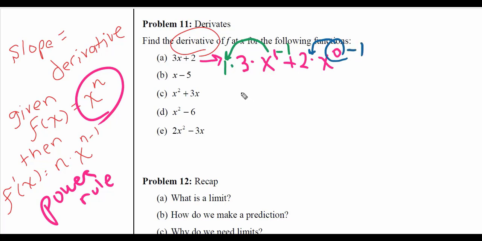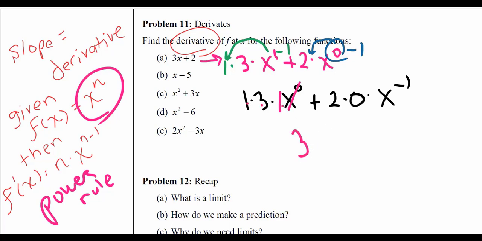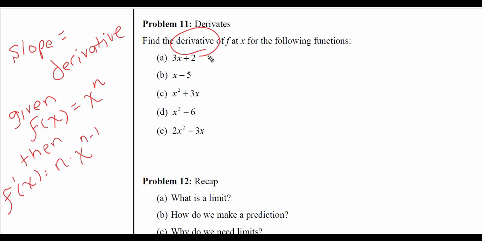So essentially what I'm saying is this should be 1 times 3 times x to the 1 minus 1, which is 0, plus 2 times 0 times x to the -1. But let's be honest and not be silly, because x to the 0 power is 1. And 1 times 3 times 1 is 3. And then 2 times 0 is 0. And 0 over anything is going to be 0. So the answer that we get is 3. So the answer to A is simply 3.